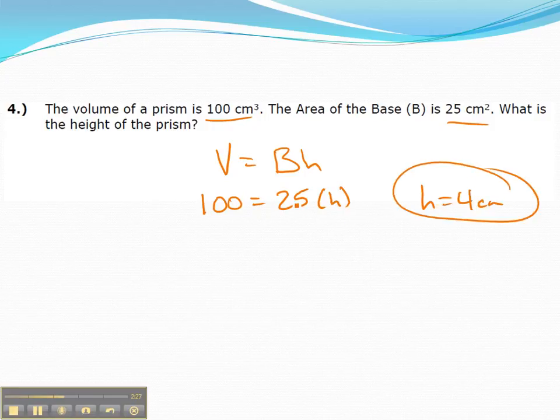Or if that wasn't obvious when you look at that equation, you just solve the equation. We're multiplying H times 25. So to isolate the variable, we divide by 25. Undo the multiplication with division, the inverse operation, because 25 divided by 25 is 1, and then we'll know what 1H equals. But remember, whatever I do to one side of the equation, I have to do the same thing to the other side. So I have to divide 100 by 25, and 100 divided by 25 is 4.